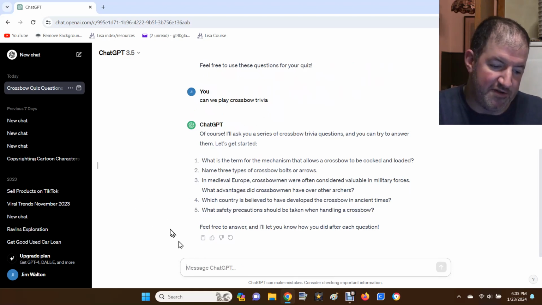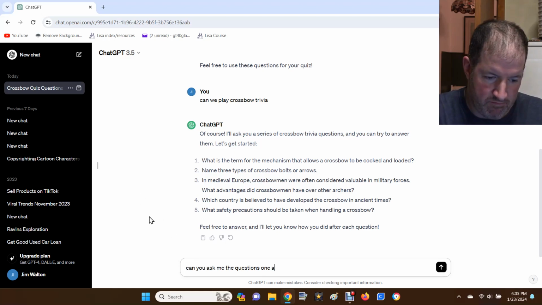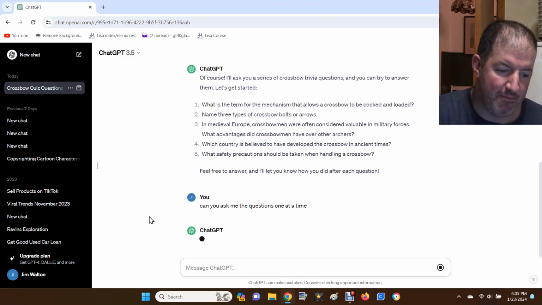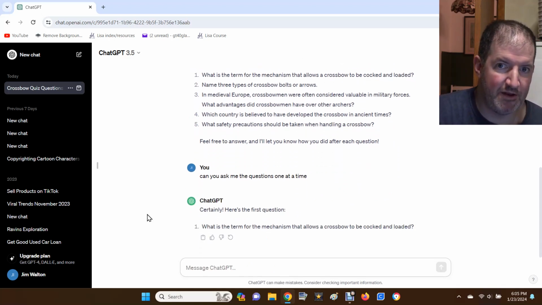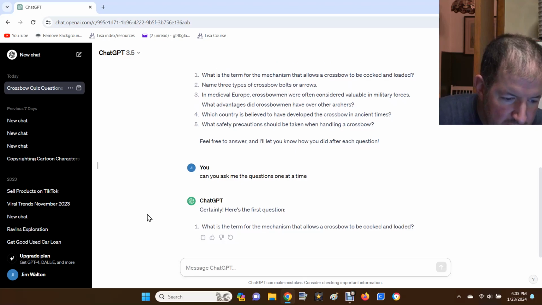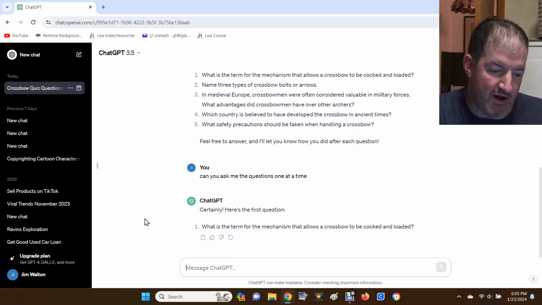Okay, I want these one at a time, so let's do this. Can you ask me the questions one at a time? Certainly. Here's the first question. See how cool that is? What is the term for the mechanism that allows the crossbow to be cocked and loaded? I'm going to say trigger box.